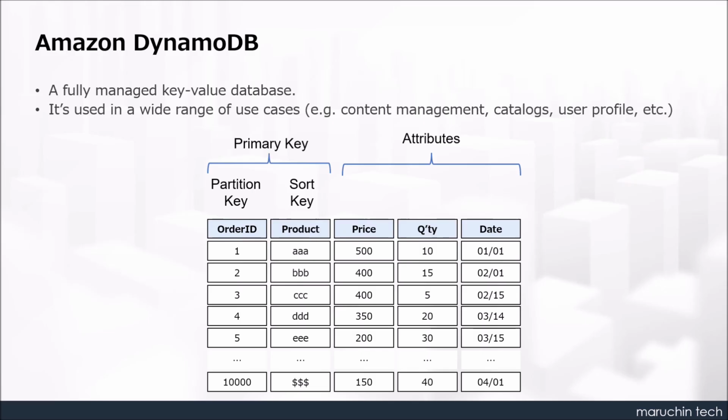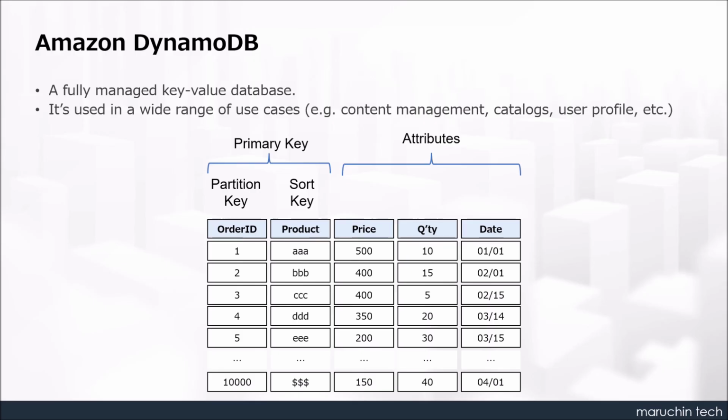Let me briefly introduce DynamoDB. DynamoDB is a fully managed key-value database. It is one of the most representative database services in AWS and is widely used in the industry. DynamoDB stores data as keys and values. Because key-value databases have a simple structure with paired keys and values, they have the advantage of faster processing compared to general relational databases. DynamoDB has keys and attributes.